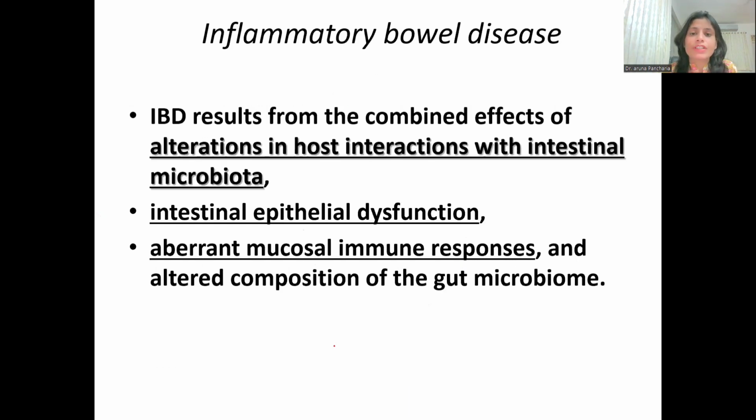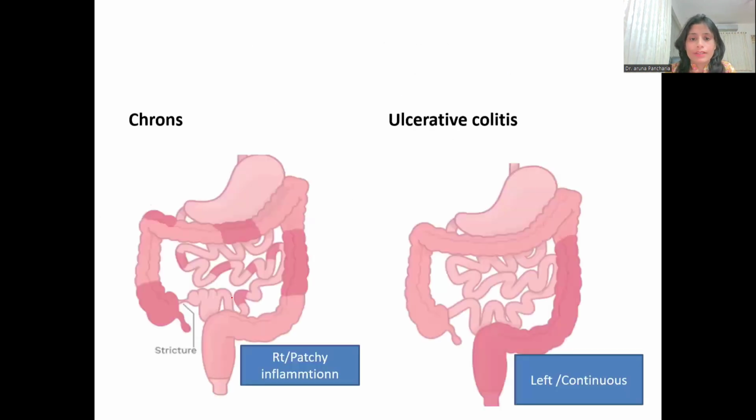Because our differential is Crohn's disease, and Crohn's disease is one of the inflammatory bowel diseases. Inflammatory bowel disease basically comprises two conditions: ulcerative colitis and Crohn's disease. So what is inflammatory bowel disease? In this, there is an alteration of the host interaction with the microorganism, intestinal epithelial dysfunction, and an aberrant mucosal immune response, or sometimes genetic events or a genetic defect may be seen. So inflammatory bowel disease has two types, Crohn's and ulcerative colitis.